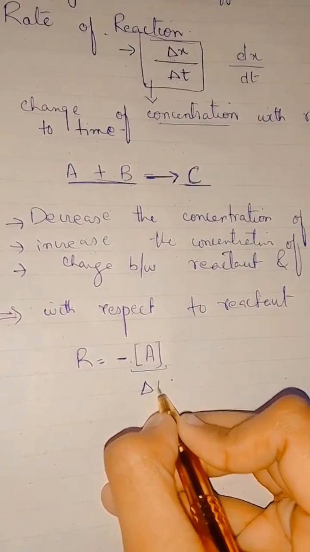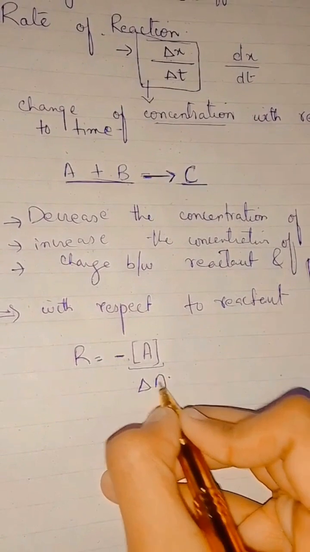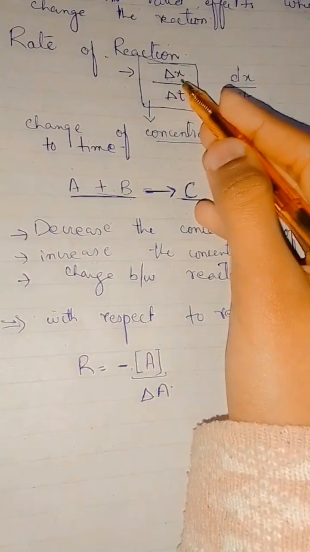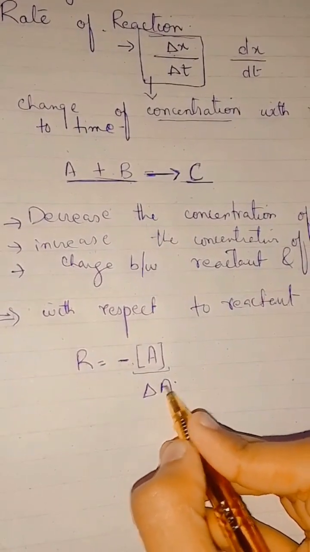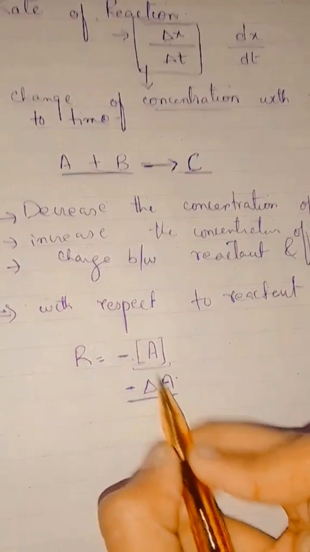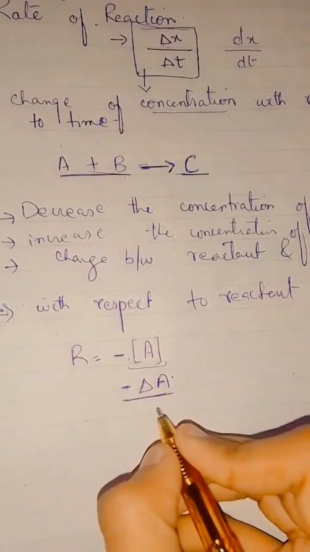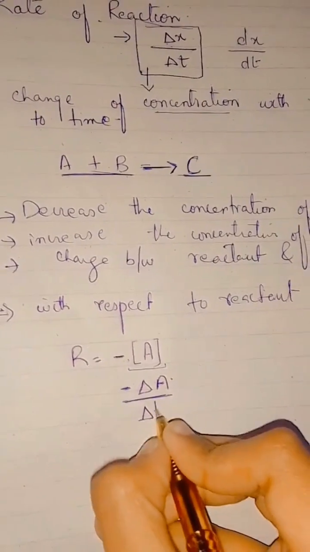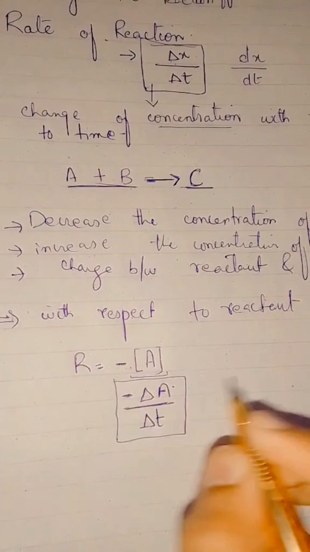Delta A. Now X is any reactant, so here we are taking a reactant A, so that will be A, but it will be minus delta A. Why? Because we are showing that it is a reactant with a minus sign. Then with respect to time, that will be the equation with respect to the reactant.